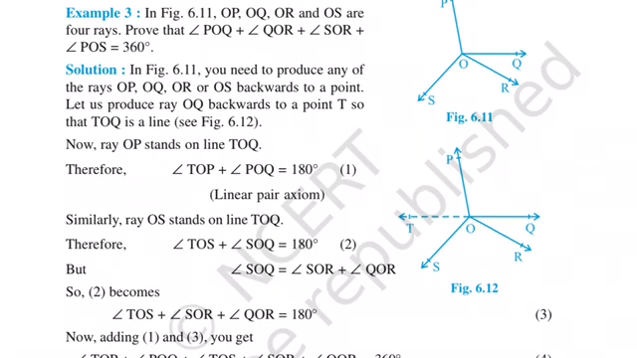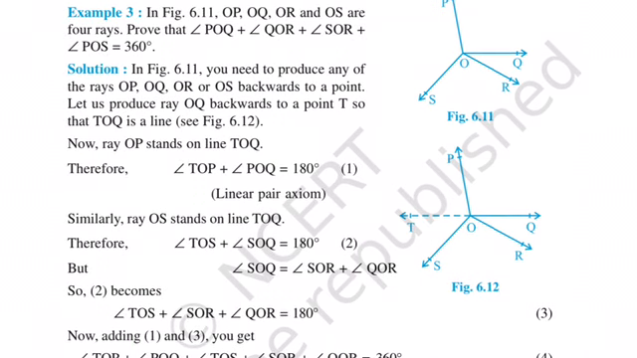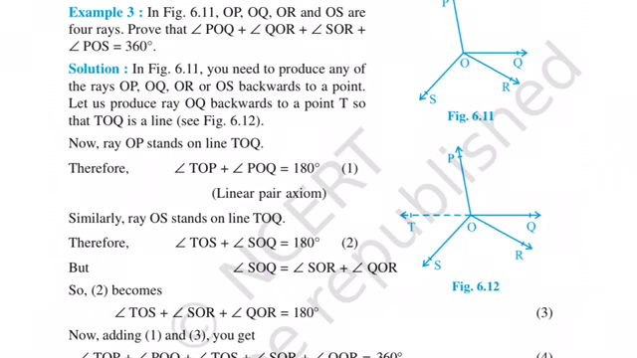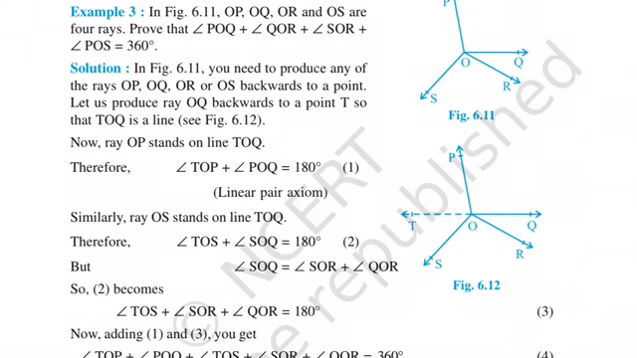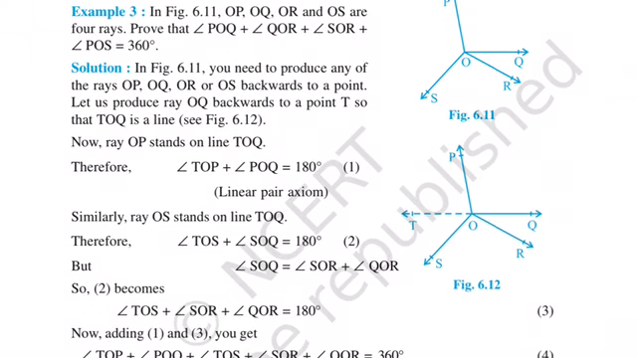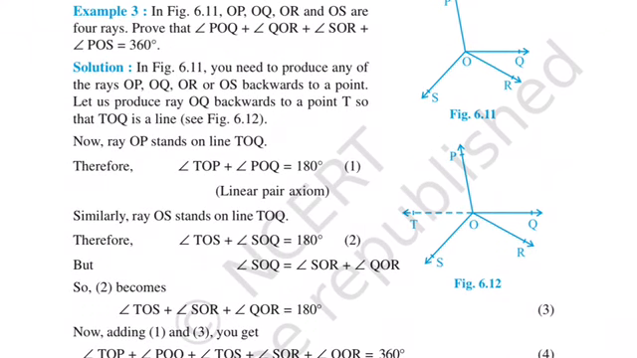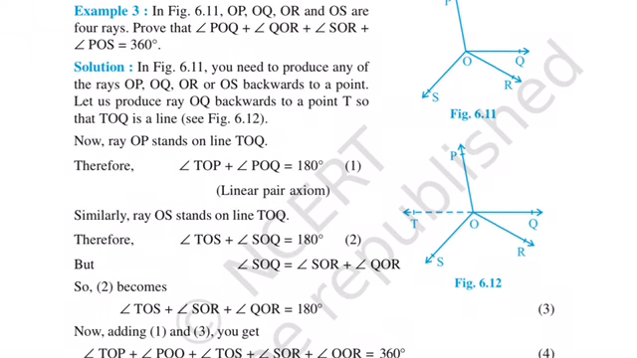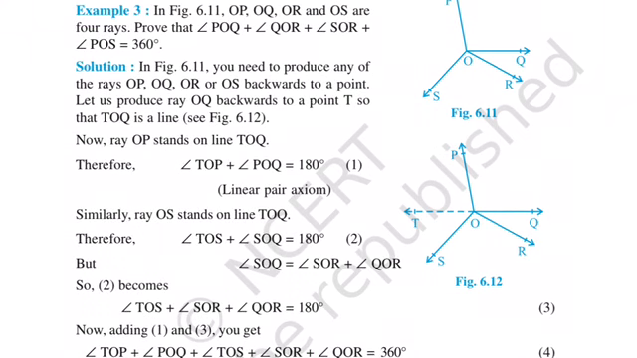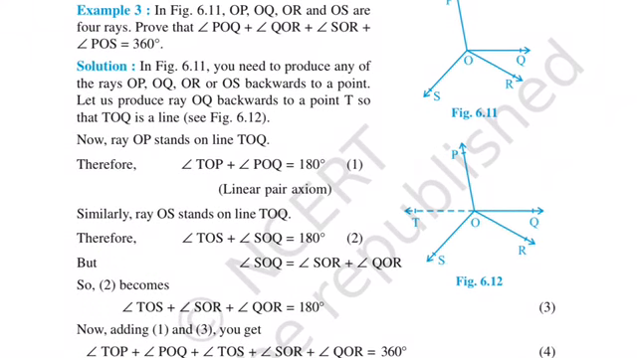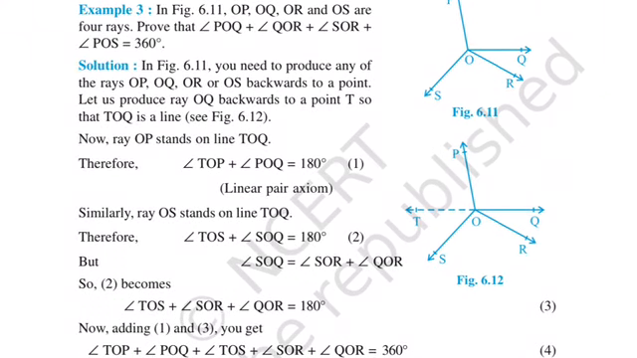And the second thing, you have to look downwards now. This line TOQ is a straight line for the downward side also, and here three angles are forming: angle POS, angle SOR and angle QOR. Listen very carefully, for these three angles we can take ray OS as a standing ray or ray OR as a standing ray. Here we are going to take ray OS as a ray standing on the line TOQ.